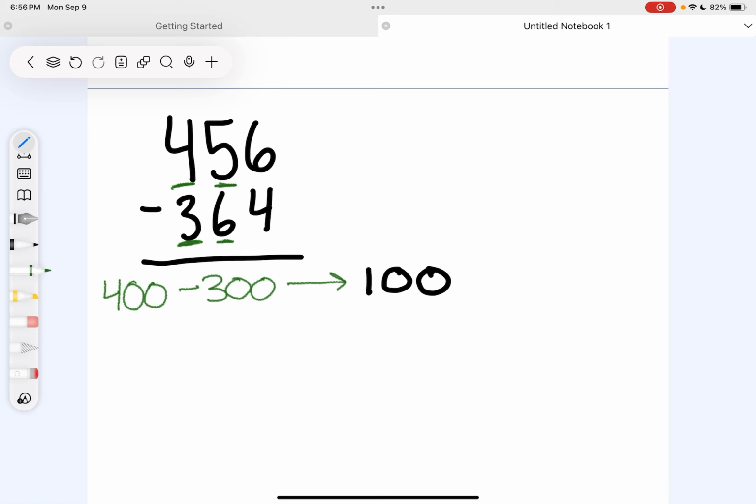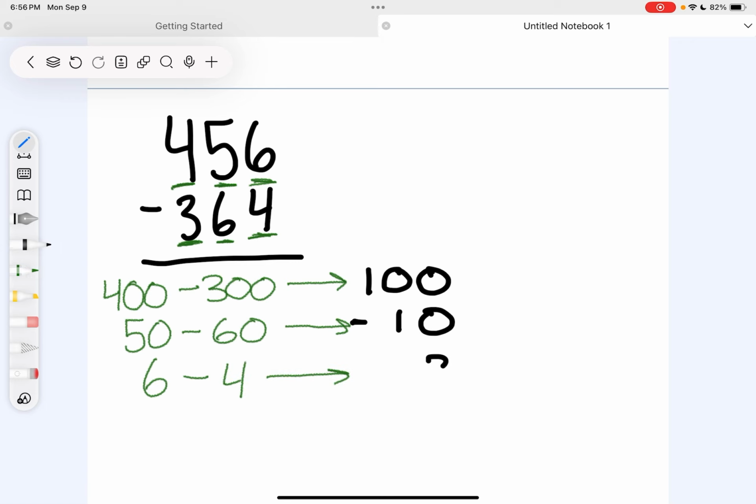That is our 50 and our 60. 50 minus 60, which should get you minus 10. Let me show this with our same number, so that would be minus 10, because 60 is bigger than 50 by 10. Our next values are our ones place, which is our 6 minus 4, which brings us to 2.